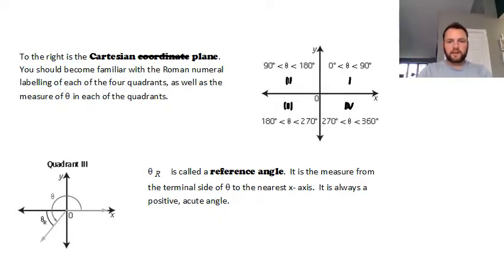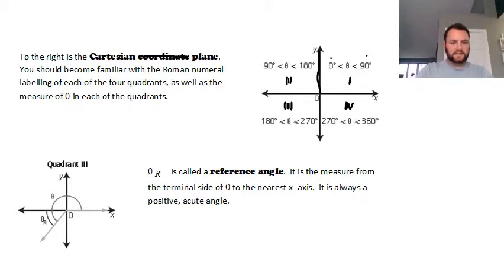In quadrant 1 you have angles from 0 to 90 degrees. This straight up and down here would be a 90-degree angle. In quadrant 2 you would have 90 to 180 degrees. Quadrant 3 would be 180 degrees to 270, and quadrant 4 would be 270 to 360. So become familiar with each of those. What we mean by that is if I were to say a 70-degree angle, you should know that's in quadrant 1. If I was to say a 200-degree angle, you should know that's in quadrant 3, etc.